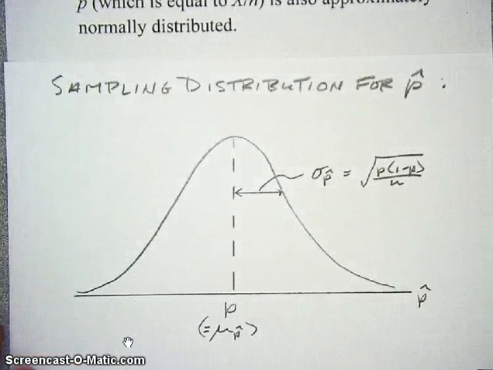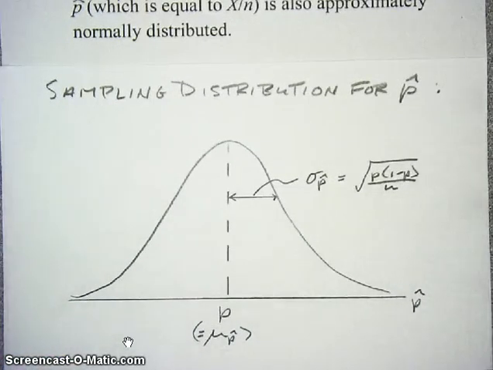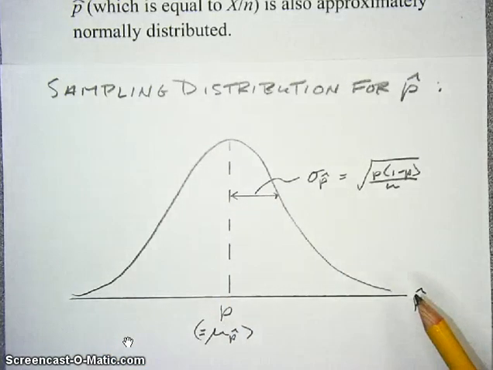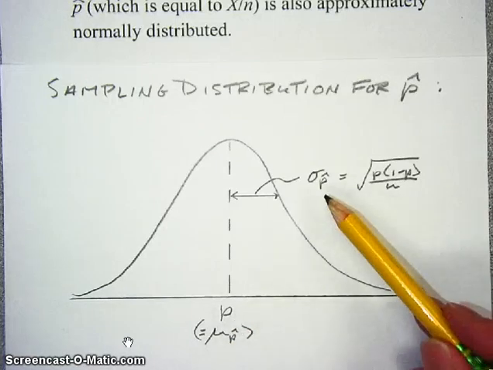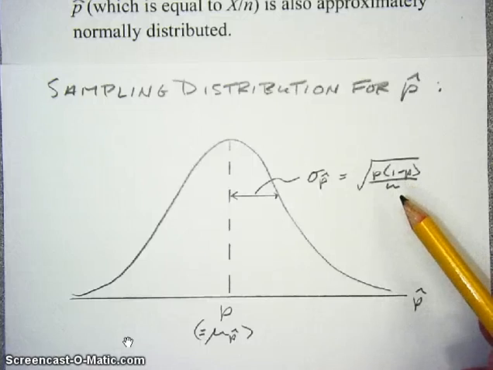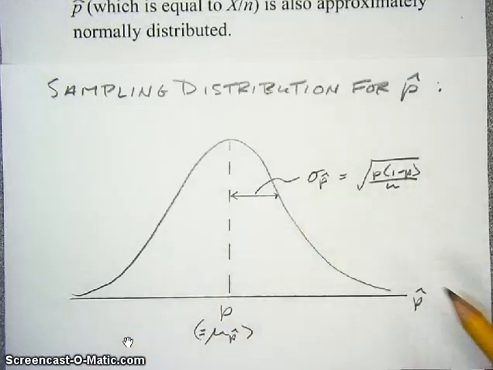Now we have to make sure that the conditions are met. We have a random sample or a random assignment to treatments in an experiment. We have a population that's at least 10 times the sample size, and the number of successes and failures is expected to be at least 10. If those conditions are met, then this is the sampling distribution for p hat. It has its center at p, that is, the mean of p hat is the population proportion p. The standard deviation or spread is the square root of p times 1 minus p over n, and the shape is a normal distribution, the familiar bell curve.